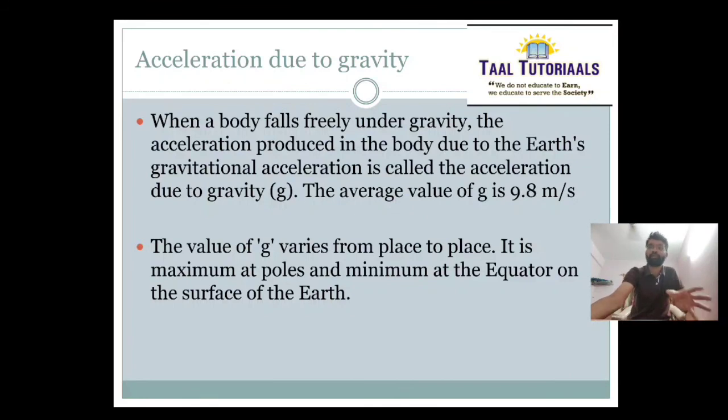Hence, if two bodies of different masses are simultaneously dropped from a height, both will reach the ground simultaneously in vacuum because there is no effect of friction or buoyancy due to air. The value of g varies from place to place. It is maximum at the poles and minimum at the equator on the surface of the earth.